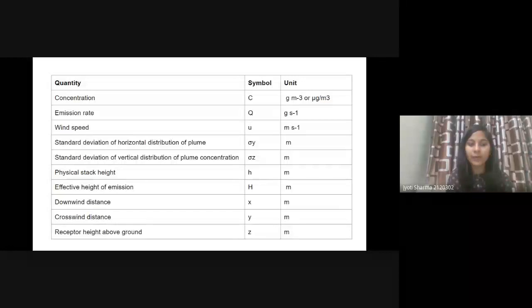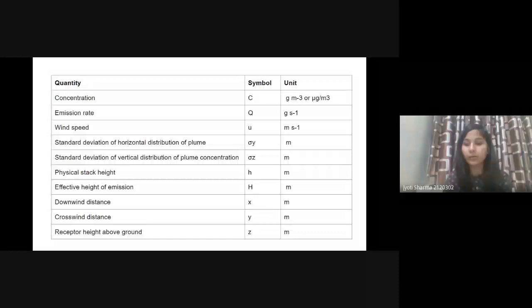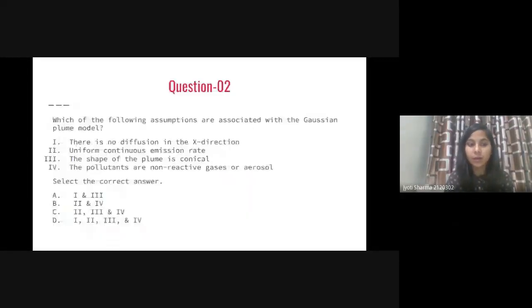Because if we are talking about the height, either it is a stack height or the plume rise height or the effective stack height, the value will be only in meter because it is a distance. Whenever you are calculating some concentration at some point in the x direction, then this distance will also be in meter. Your dispersion in the y direction will also be in meter, and the dispersion vertically will also be in meter. So these are other units that you have to consider while calculating or solving numerical questions.